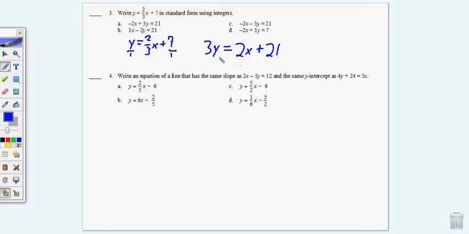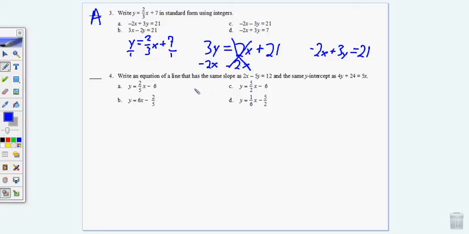Now we got rid of the fractions, so the last thing we have to do is get x and y on the same side. To do that, I would just subtract 2x from both sides. That cancels it out on this side and brings it over to here, which is what we want. So we have negative 2x plus 3y equals 21. And this is standard form, x and y on the same side, no fractions. If you look at your answers, it matches answer A. So we had to change it from slope-intercept, which has y by itself, to standard, which has x and y on the same side.